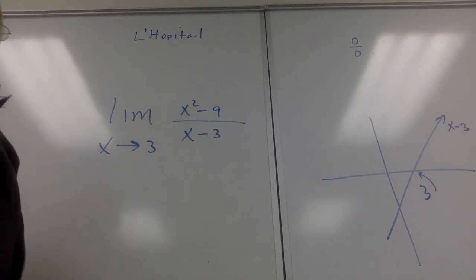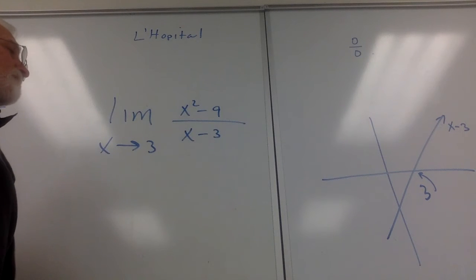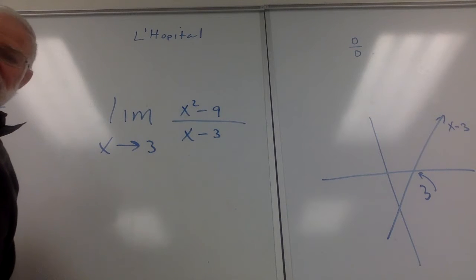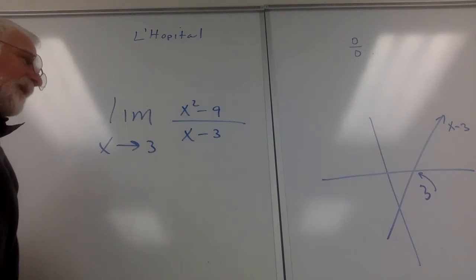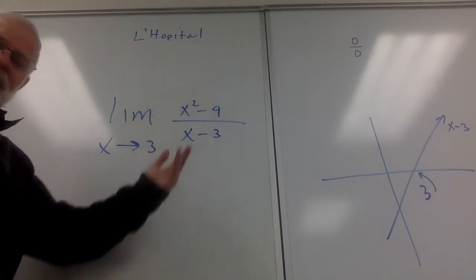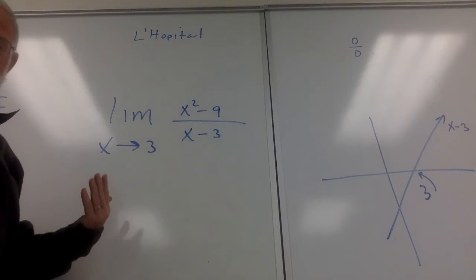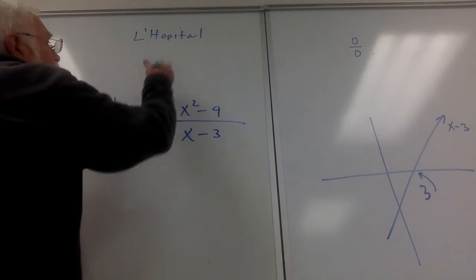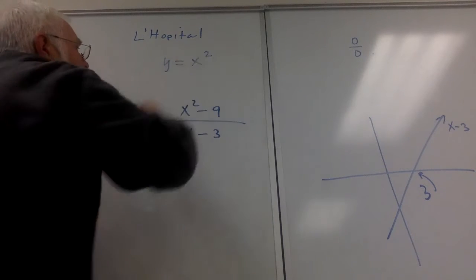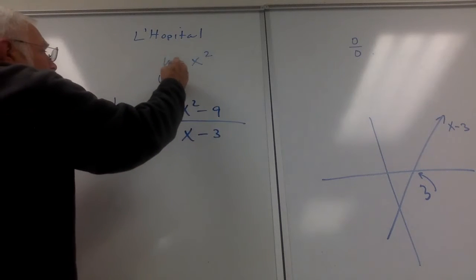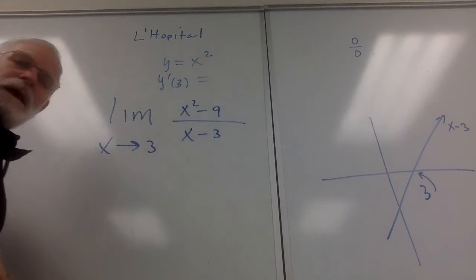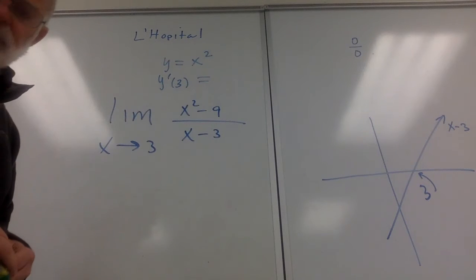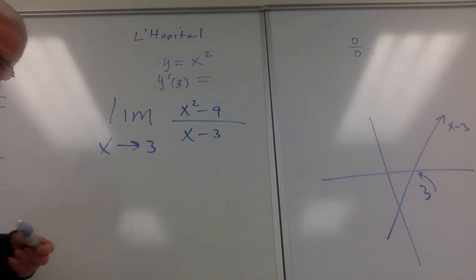Okay, so a lot of you can do this from points of discontinuity for rational functions. From that context, factoring, canceling the factors, that's fine. But what you're looking at really here, from a calculus standpoint, is y equals x squared. You're looking at that function, then you're looking at y prime of 3.